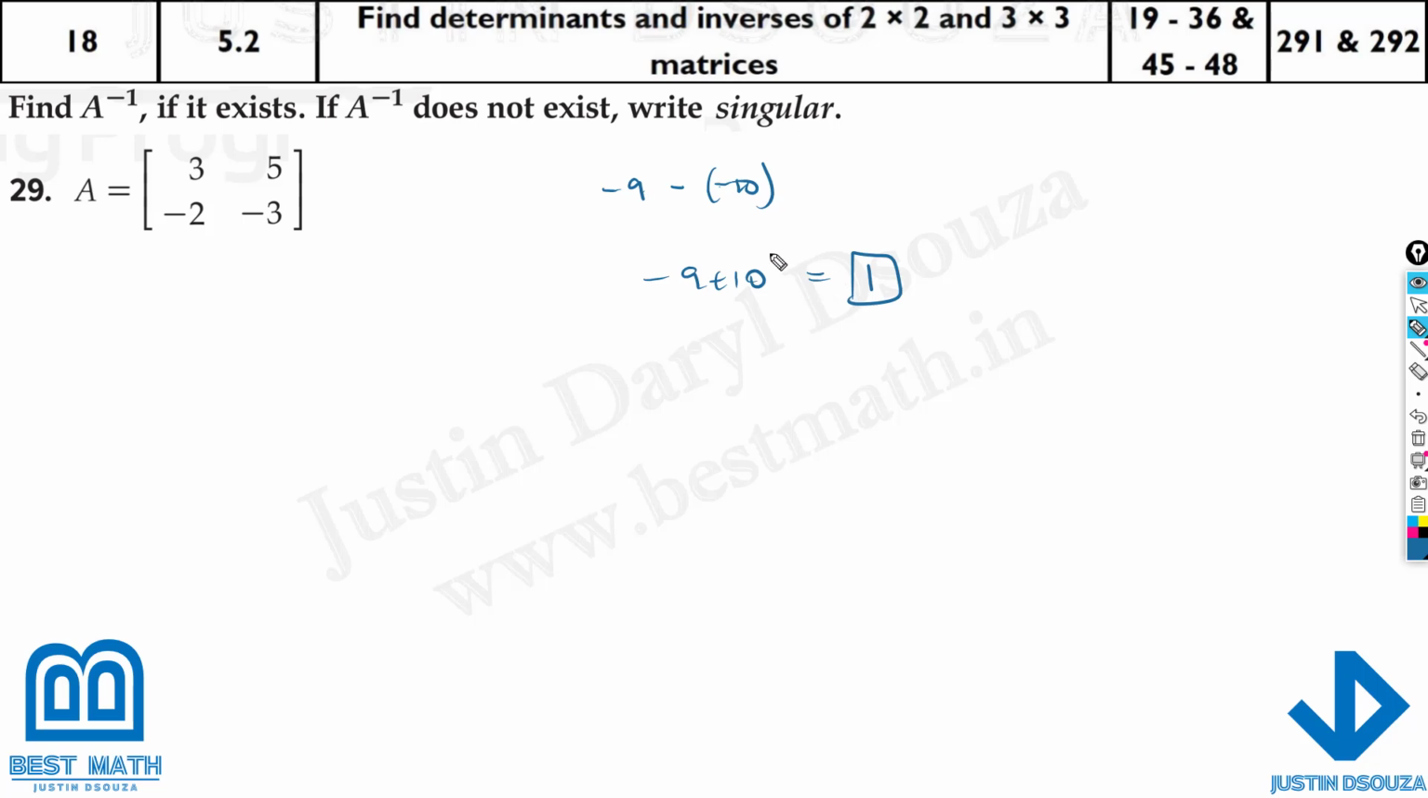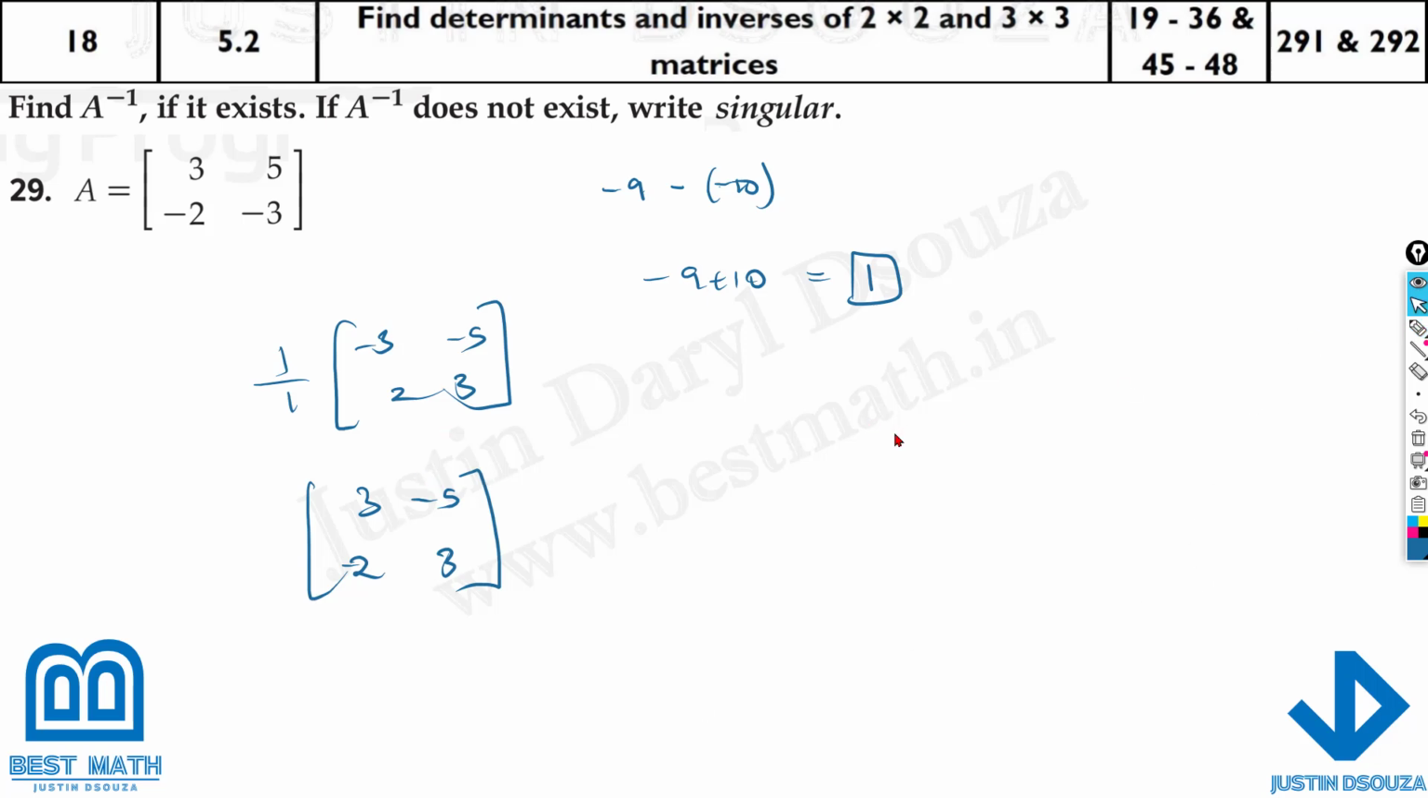So this is how we found the determinant. Now all you do is swap these up. 1 by 1 multiplied by minus 3, 3 minus 5, 2. Because when you multiply minus with minus, it becomes plus. So the final answer would be 3 minus 5, 2, and 3. So this is how we solve this matrix. I hope this is clear, the inverse of this matrix.